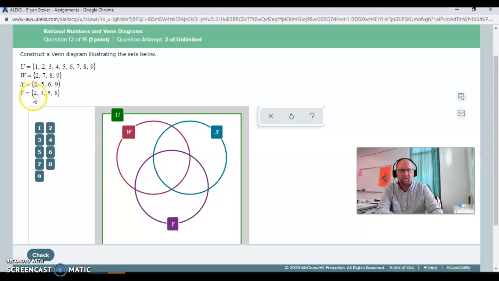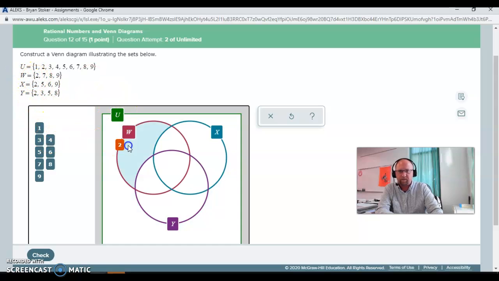Look to see if it's in every other set and just put it where it goes. So, for example, 2 is in all 3 sets, so it's got to be there. 7, it's only in W. 8, it's only in W. 9 is in W and X. Okay, so there's everything for W.